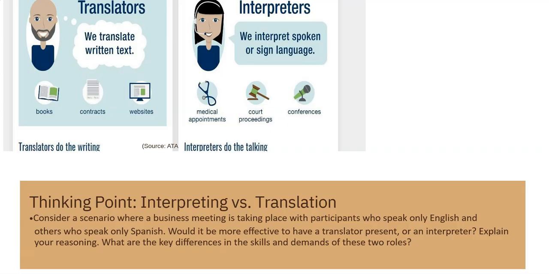I'm going to occasionally have thinking points just for you to reflect on some of the concepts that we're describing. In this case, I'm asking you to consider a scenario where some participants only speak English and others speak Spanish. So there are 2 different sets, and they cannot communicate. I want you to think what would be more effective, to have a translator present or an interpreter, and why, what is the reasoning. So do this after you're done with the presentation. Maybe you can come back, and this is optional again. Start thinking and reflecting, because I also want real life applications.